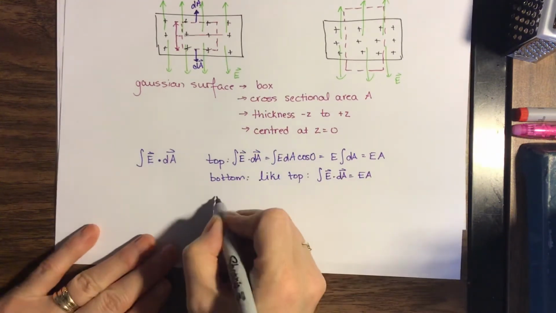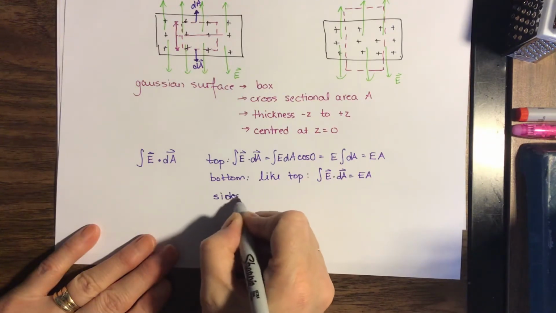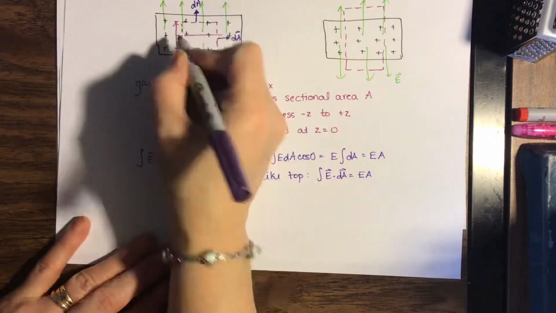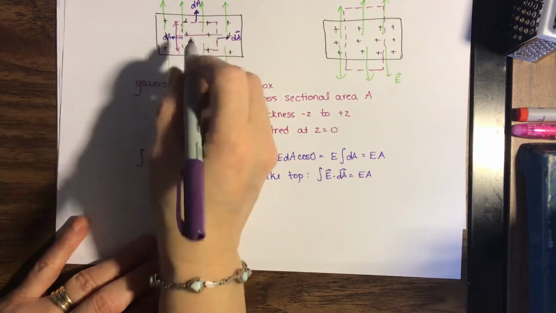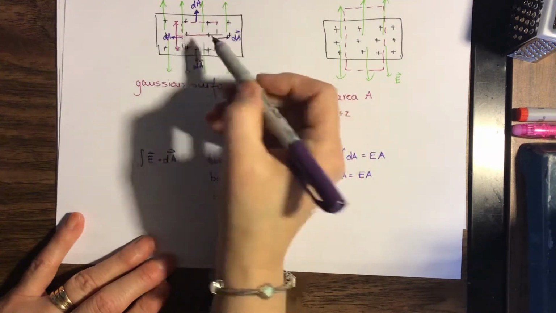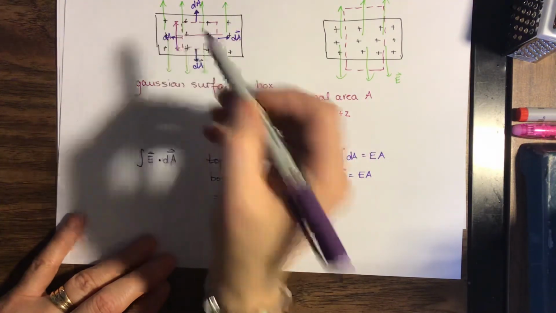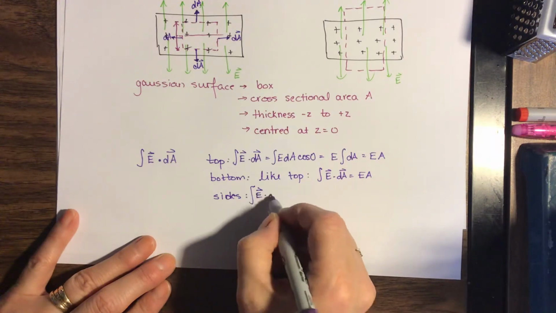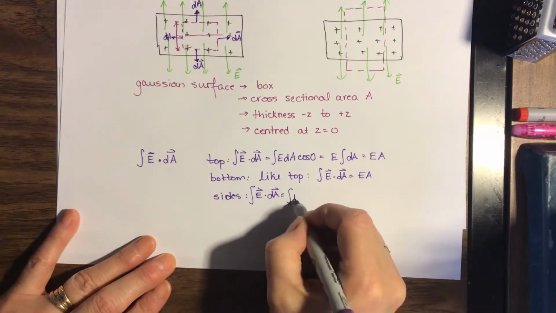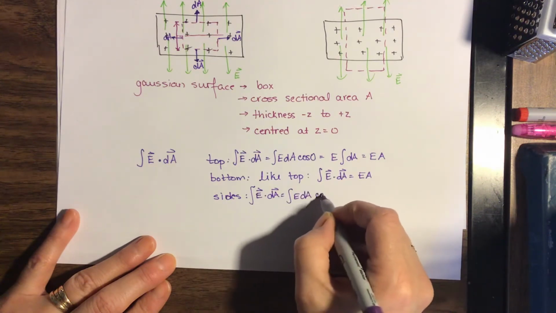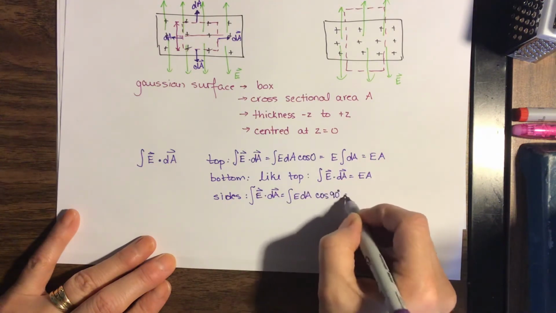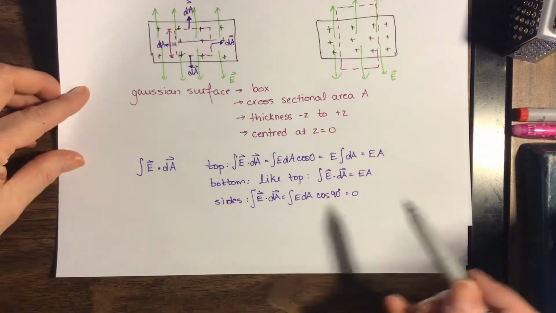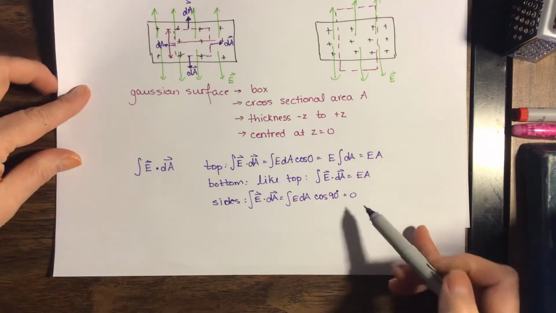Okay, last we have the sides. On the sides, our area vector sticks straight out. So on the two sides that we can see, they're perpendicular. On the front, it comes out this way. That's also perpendicular. So E dot dA is equal to E times dA times cosine 90 degrees equals 0. Okay, so what we've just found out is that our net electric flux is EA plus 0.